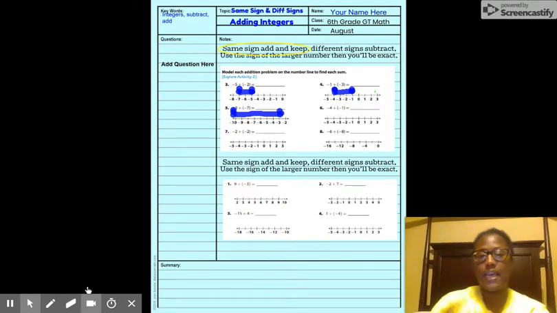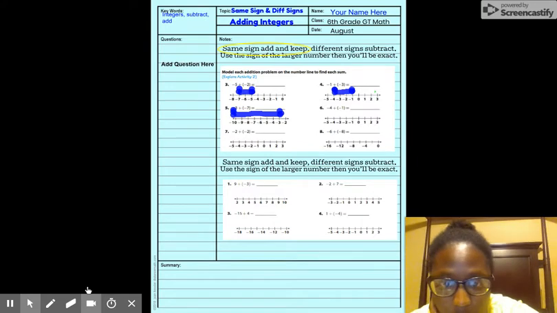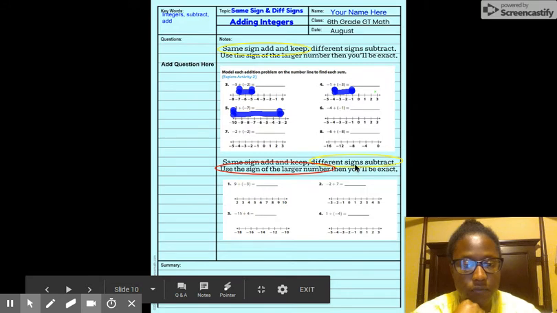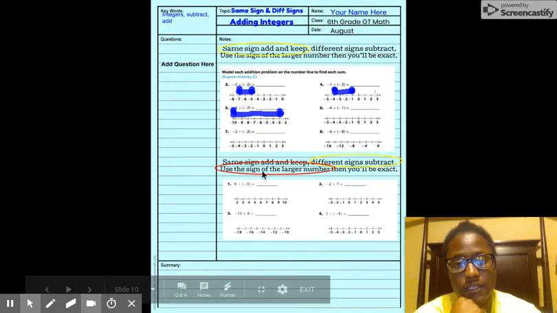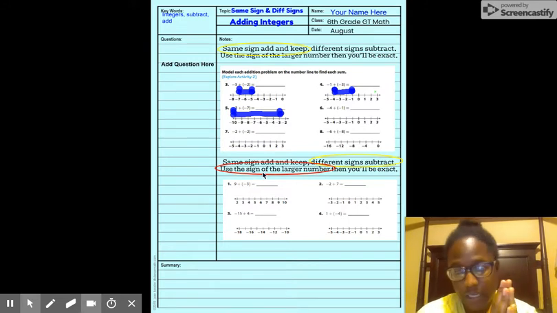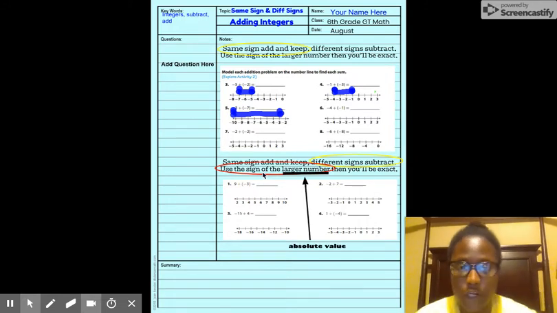All right, so we're going to do the same thing here. Now if you notice, we have a positive 9 plus a negative 3. On this one, it says different signs, we're going to subtract, and we're going to use the sign of the larger number. Now, using the sign of the larger number is going to get tricky because it actually does not mean the larger number. It actually means the larger absolute value. So here's what we're going to do.